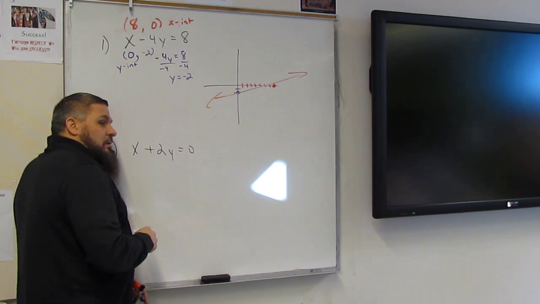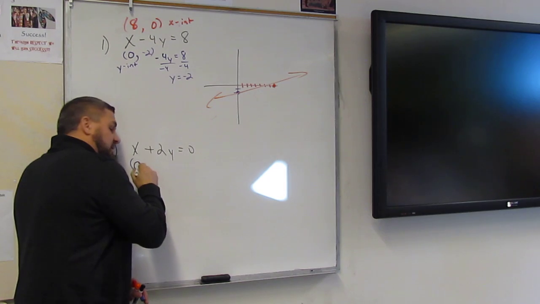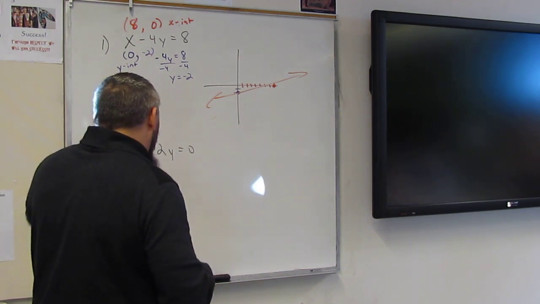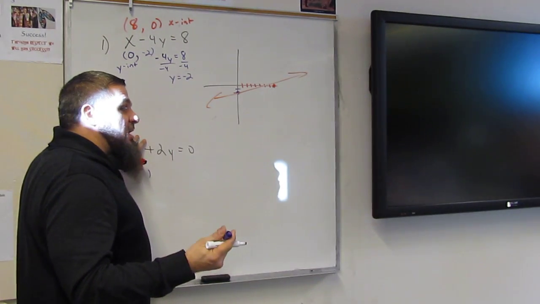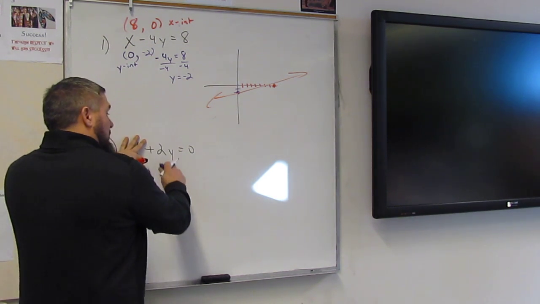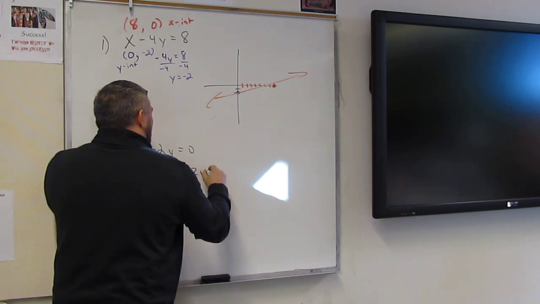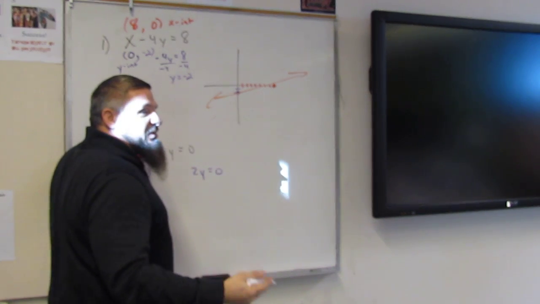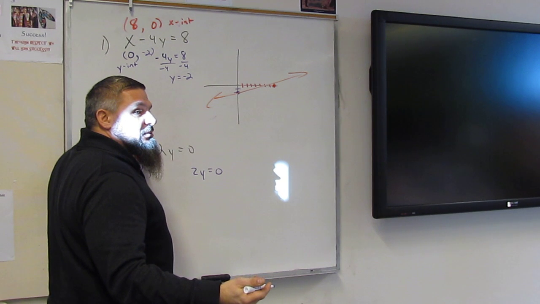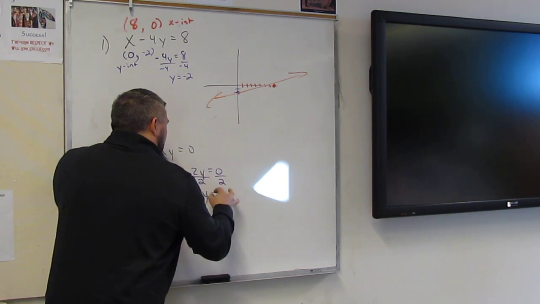So x is 0. So if we plug a 0 in for x, right? That means I cover it up, yeah? So what am I solving for? Y. So I have 2y is equal to 0. How do I solve? Divide by? So what does y equal?